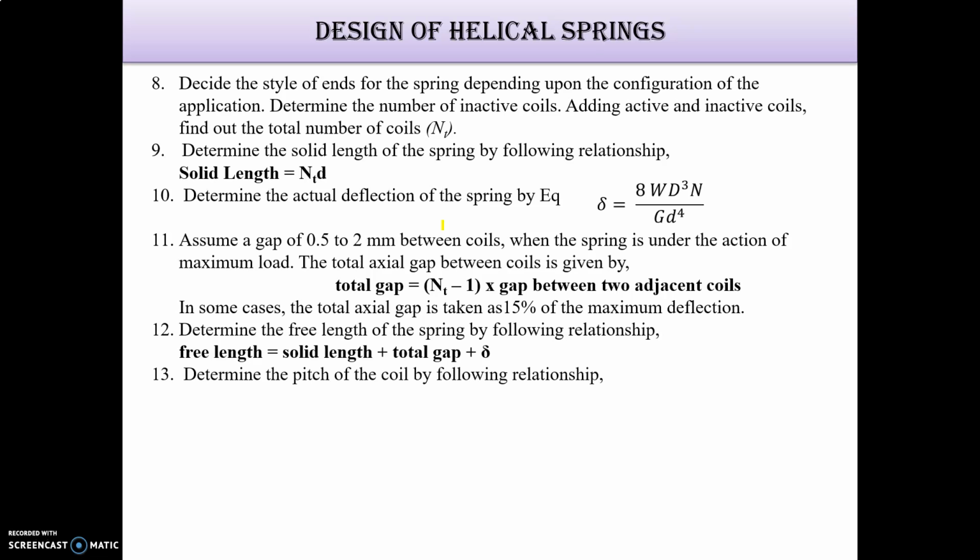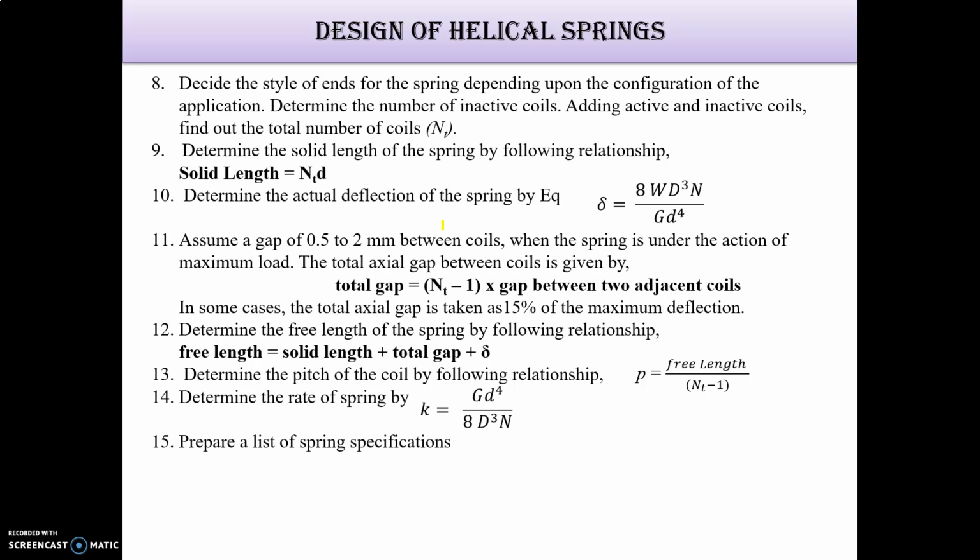This is how we are going to design it. Based on this, find out the pitch. The pitch is known to us, the free length is known to us, the solid length is known to us. All dimensions are known to us now, and based on this you can design a spring. Then there is the spring rate. To find the spring rate, the spring index is already known to us. Find out the proper spring rate, which we have already done in the previous one. Prepare a list of spring specifications, and this will end the design procedure.